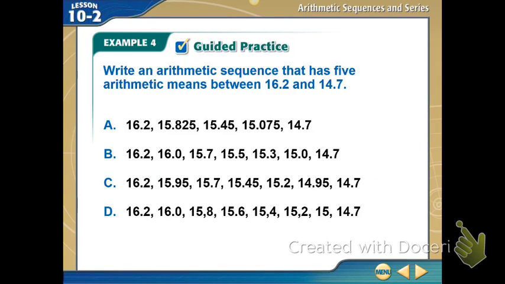All right, now it's your turn. Take a minute to try this on your own. Write an arithmetic sequence that has 5 arithmetic means between 16.2 and 14.7. So remember, you're going to have 5 empty spaces between 16.2 and 14.7. Solve for d, and then find the missing terms. Try it now, and then when you're ready, resume the video and check your work. You should find that C is the answer. And these are your 5 arithmetic means between 16.2 and 14.7.